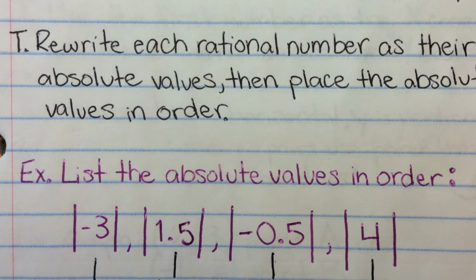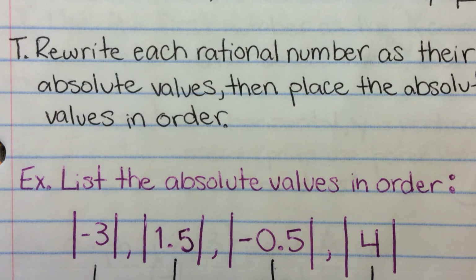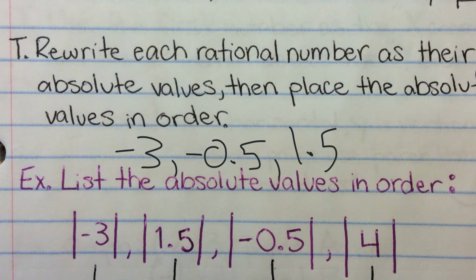Okay. So we've got negative 3, 1.5, negative 0.5, and 4. All right? 4 rational numbers. Now, if we were to put these in order from least to greatest, just the numbers themselves, it would be pretty simple. Negative 3 would be the smallest, then negative 0.5 would be the second smallest, then we'd have 1.5, and then we'd have 4. Okay? That's how it would be if we didn't take the absolute values.